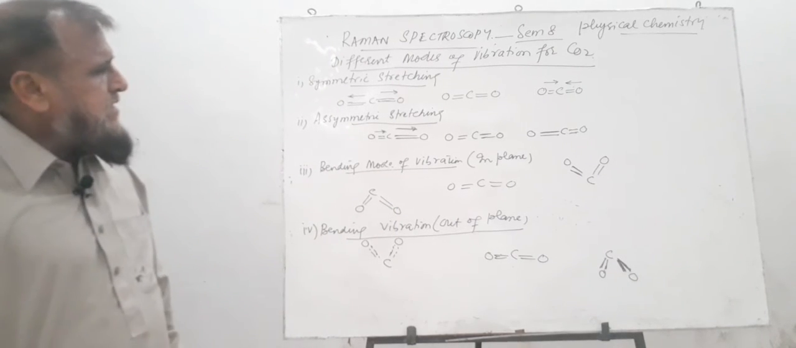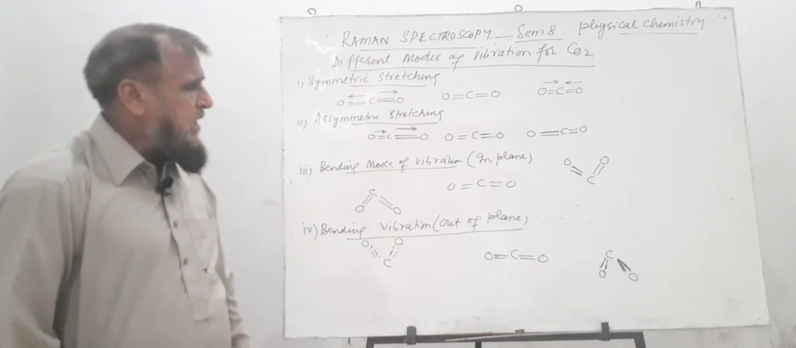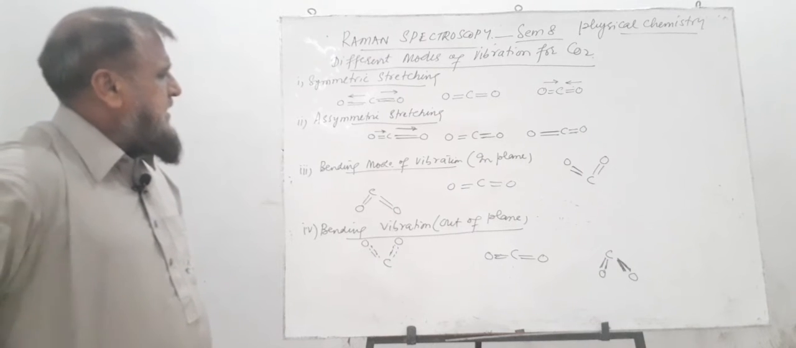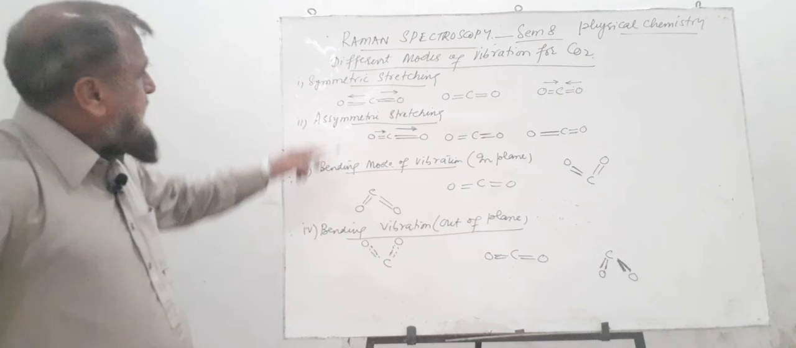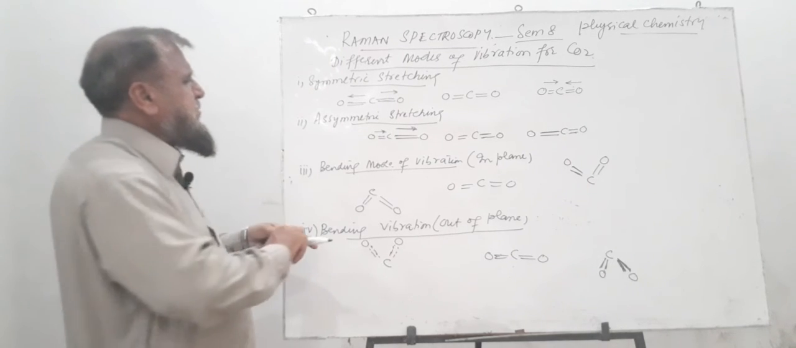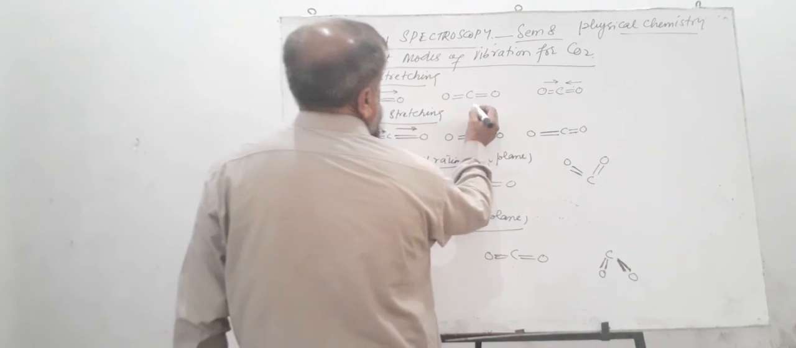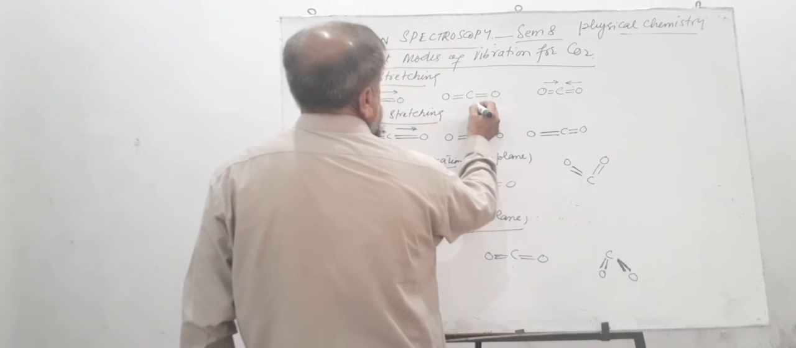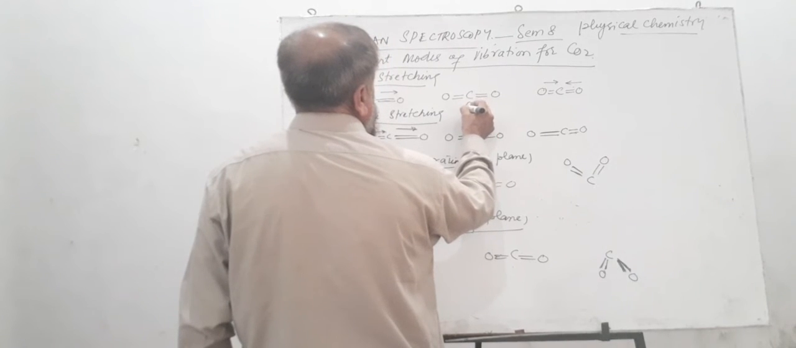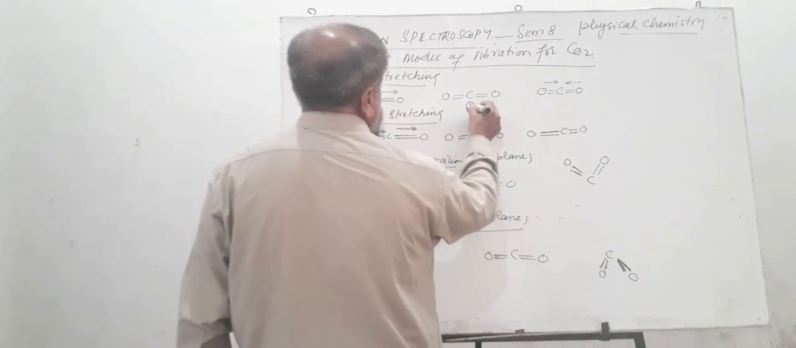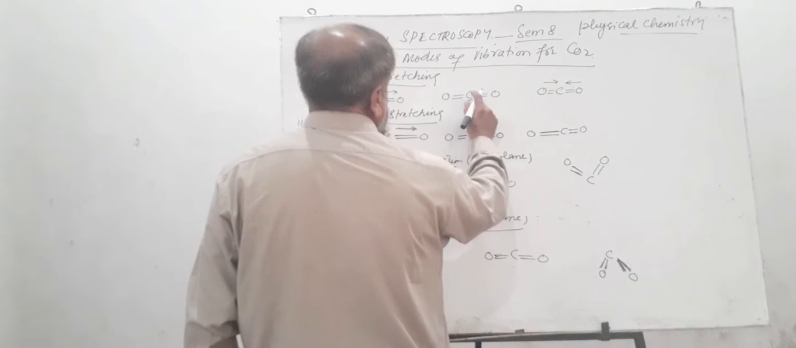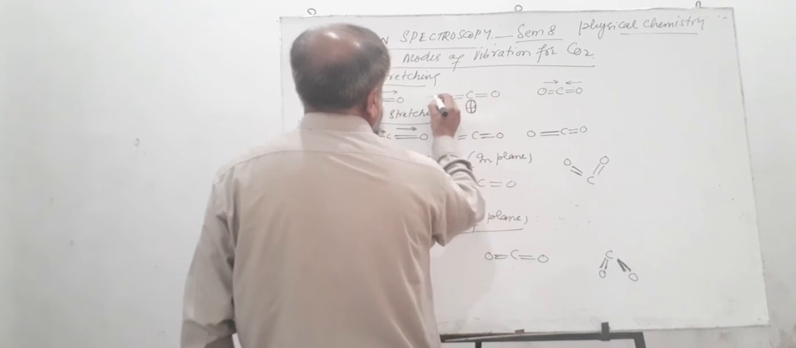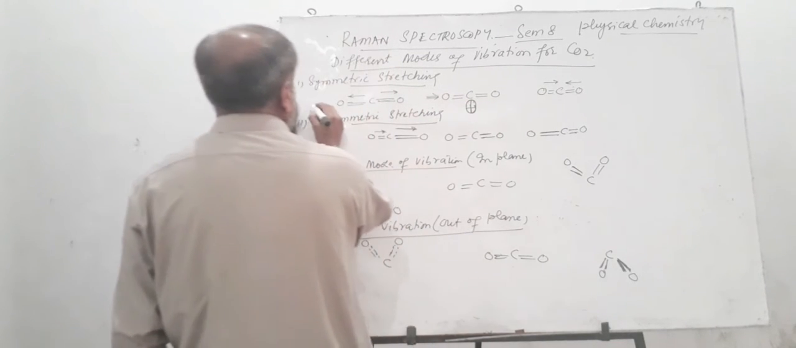Now let us consider what happens to polarizability of carbon dioxide in different modes of vibration. Let us consider the first mode of vibration, which is the symmetrical stretching. In this case, we can represent the polarizability ellipsoid. Let us suppose we represent it by this size. Polarizability will be greater in the direction of the bond if we are applying electric field or radiation in this direction.